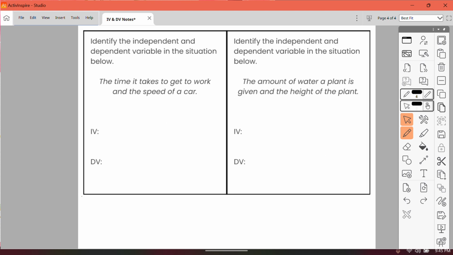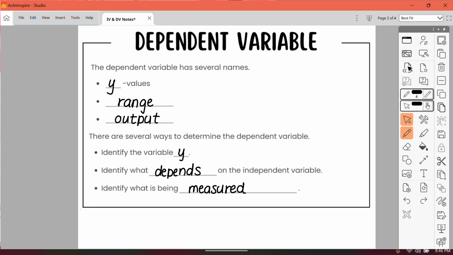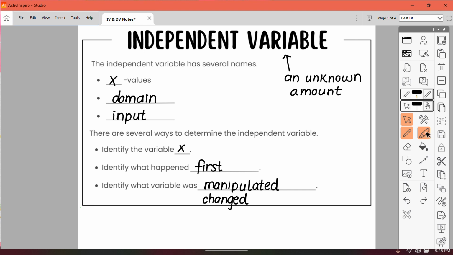Now, these last two examples do not have an equation. Let's go back and refresh our memory really quickly to see what kind of stuff we're going to be looking for. When we're looking for our independent variables, we're talking about what happened first.